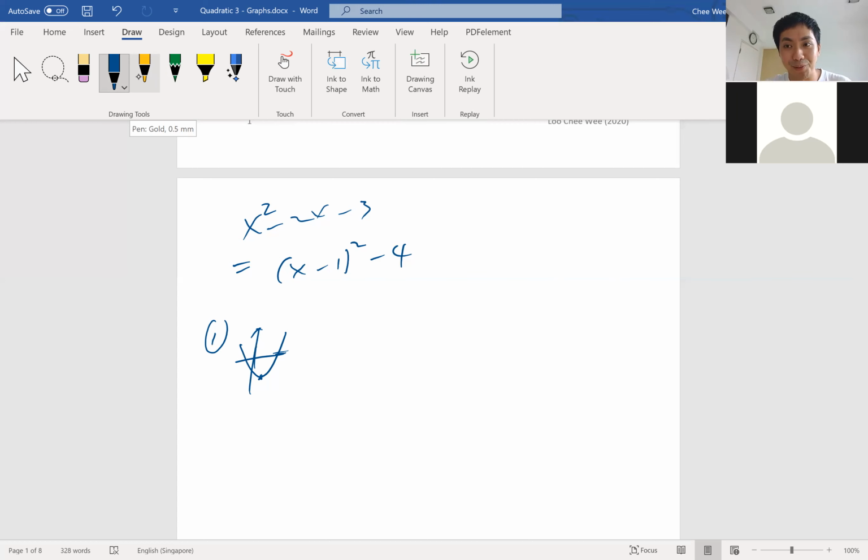You have a U-shaped curve already. So the vertex, what is the defining characteristic of a vertex in a U-shaped graph? It's a turning point, yes, but it's also a minimum point. Agree?